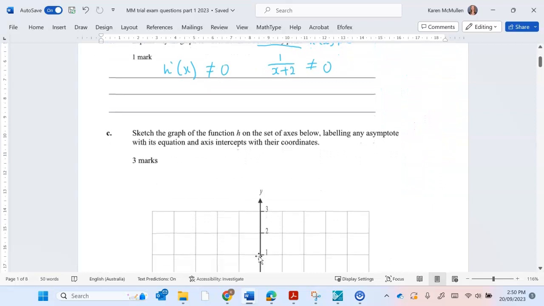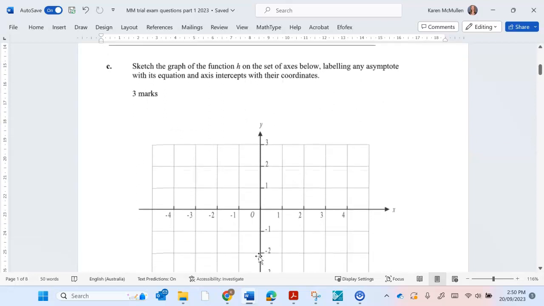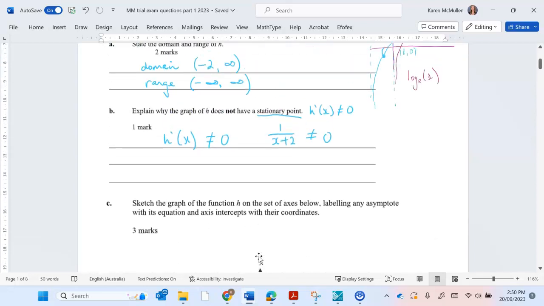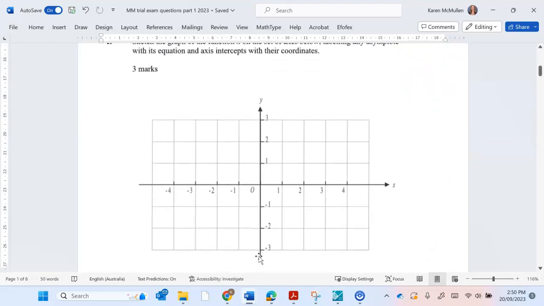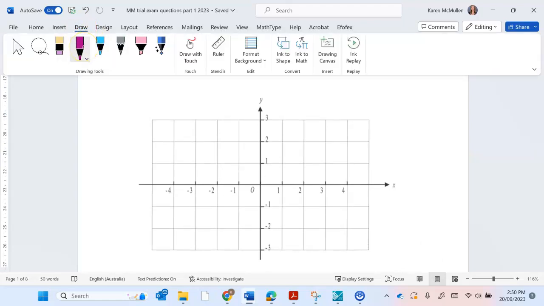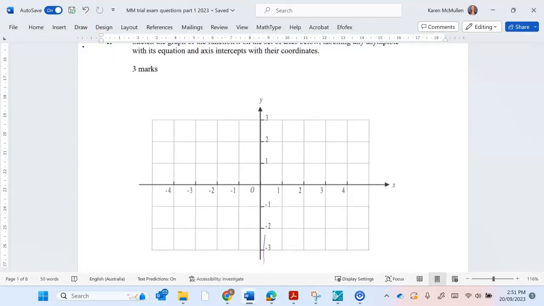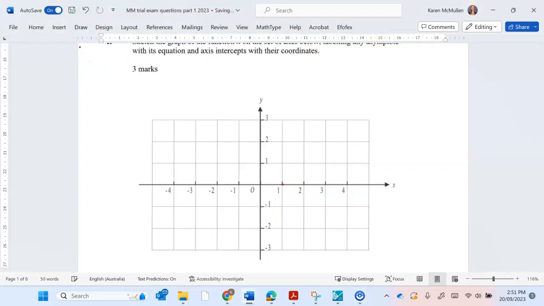All right, so sketch the graph of the function h on the set of axes below, labeling any asymptote with its equation and axes-intercepts with their coordinates. Oh, this is where we need to actually find out that x-intercept. All right, so we did it before. I might just draw it again to show you. So our original graph came up like this. Probably should be a little bit more accurate. All right, I'm going to draw it again, just be careful. So there it goes through 1.